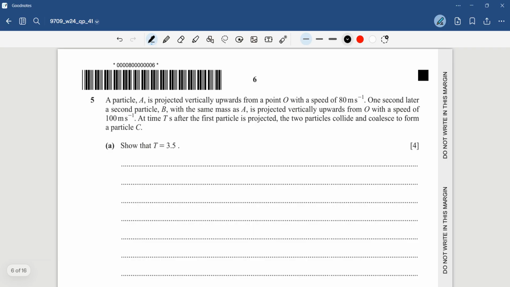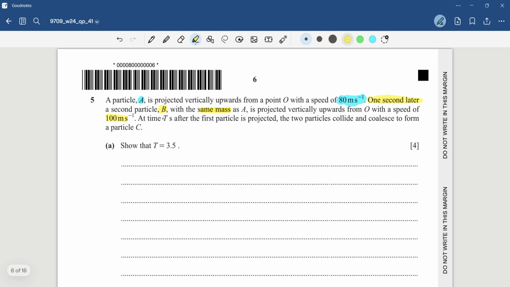Question number 5. A particle is projected vertically upward from point O with a speed of 80. So I just rewrite the information given to me. So particle A, the initial speed is 80 meter per second. Okay, and 1 second later is the second information. So 1 second later, particle B, same mass. So they're having the same mass, vertically upward with speed of 100.